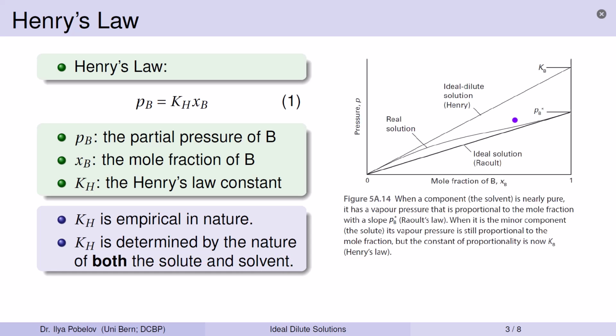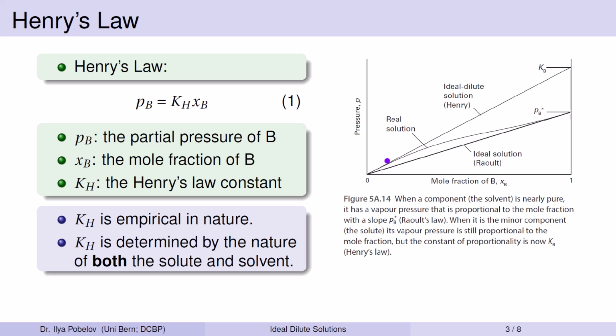This graph shows an example of the vapor pressure as a function of the mole fraction for a component in a real non-ideal liquid mixture. When a component acts as a solvent and it's almost pure, its vapor pressure is proportional to the mole fraction with a slope given by the vapor pressure of the pure component, as described by Raoult's law.